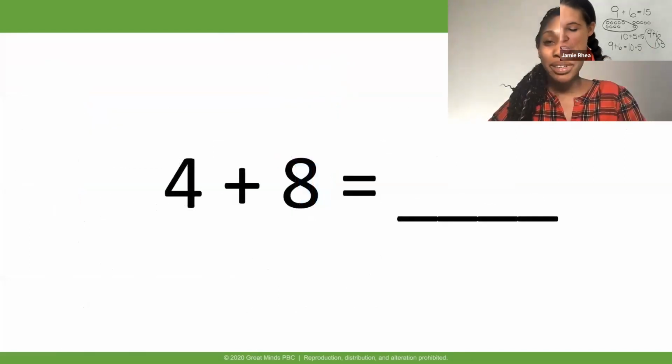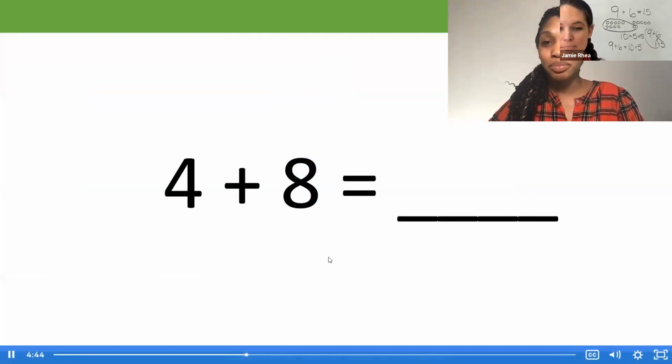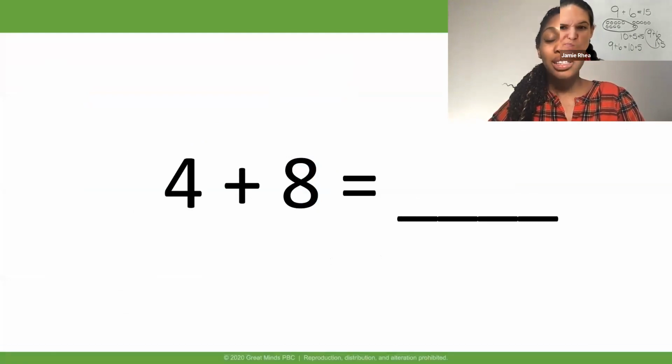Let's read this number sentence together. Read it with her. Get ready. 4 plus 8 equals something. Which one of these addends should we make 10 with to solve this problem more efficiently? Show me on your fingers. That's right. We should make 10 with the addend 8.